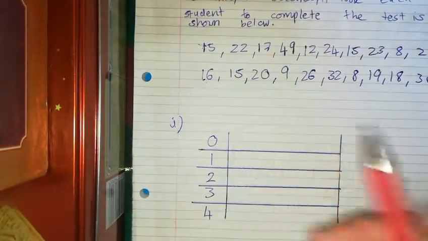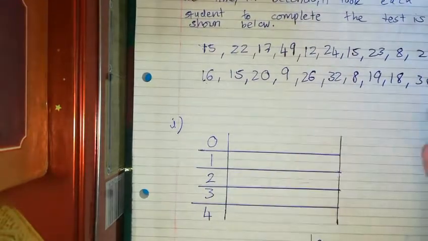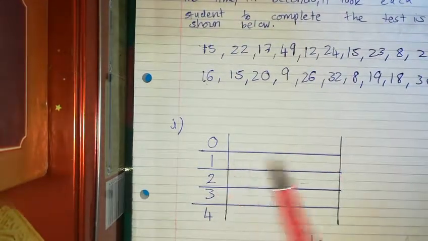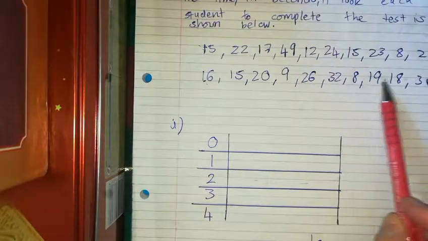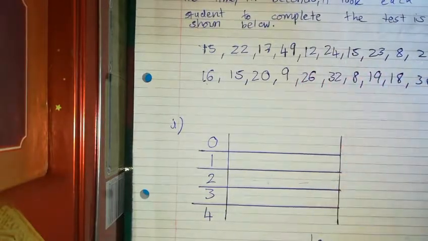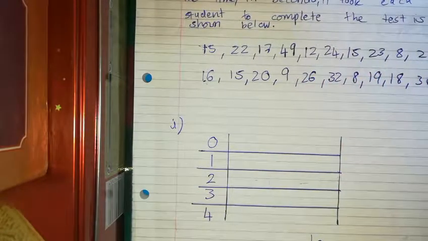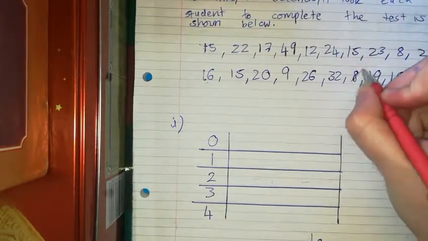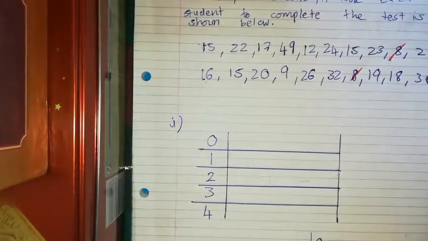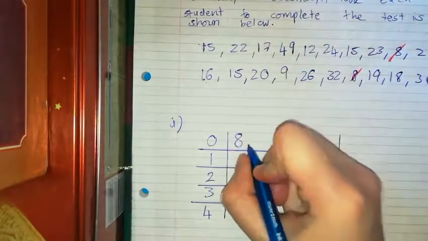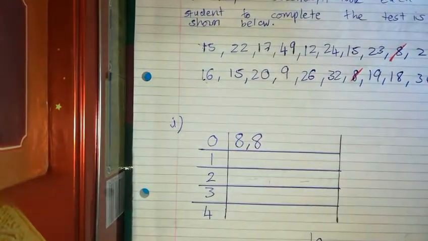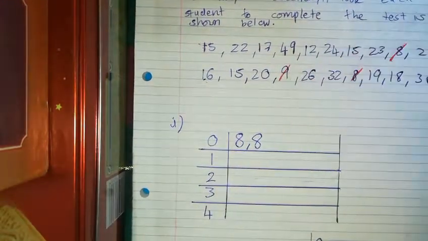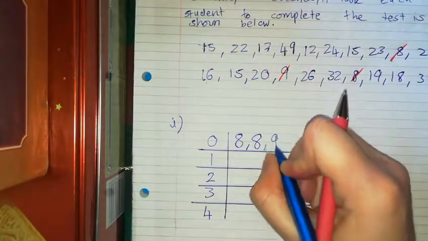So for 0, I'm going to put them in order from the lowest to the highest. I'm going to start at the lowest number. So the lowest number that doesn't have a 10s or 20s appears to be 8. So we have two values for 8 actually. So I'm going to put in 8 and then 8, and then we also have a 9. So I'm going to cross out each of the values as I go through them.